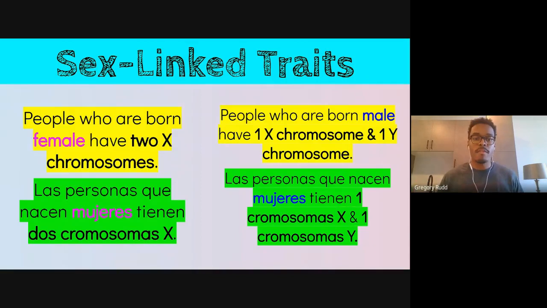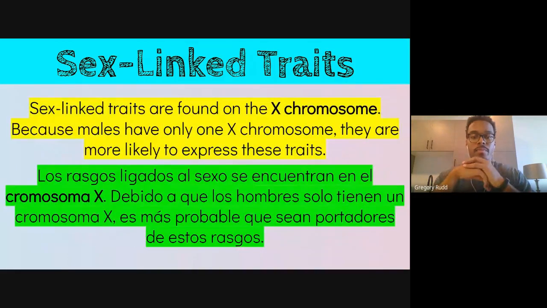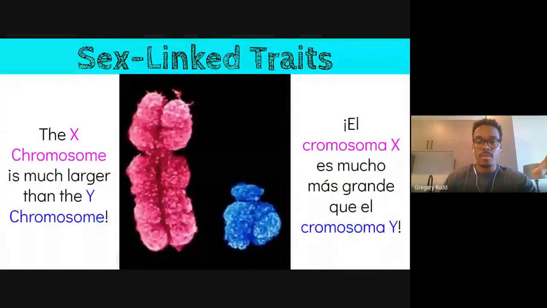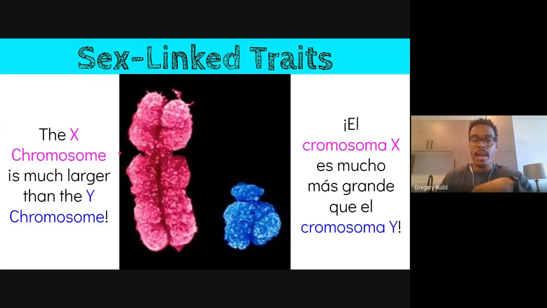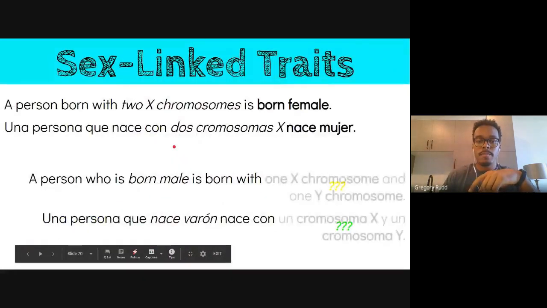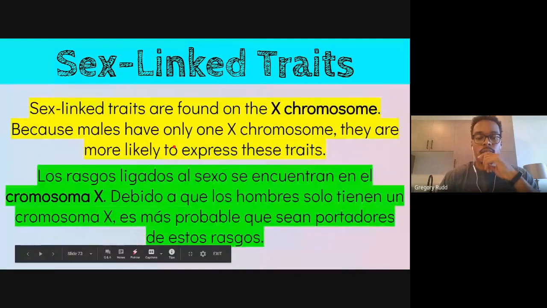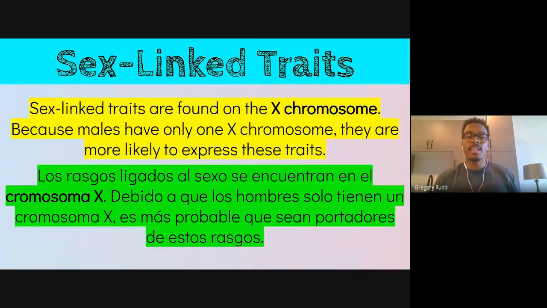So people born female have 2 X chromosomes. People born male have 1 X and 1 Y. Again, we just discussed this, but the X chromosome is much, much bigger than the Y chromosome. We saw it in this picture. We can see how much bigger that pink X chromosome is than the Y chromosome. So this means that the sex-linked traits are found on the X chromosome.